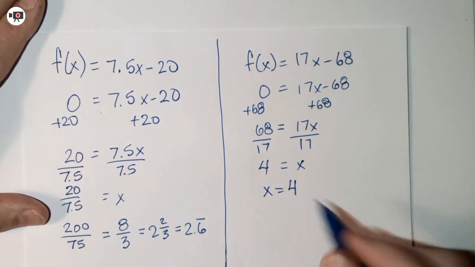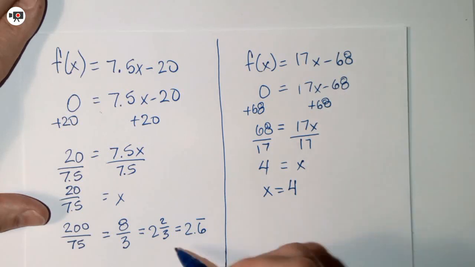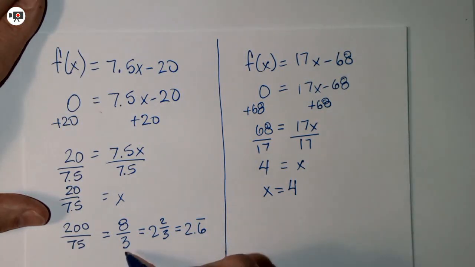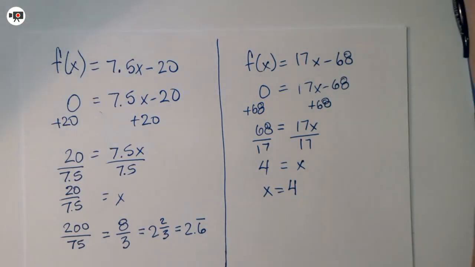Okay, so 4 is the 0 of this function. Over here, 8/3 is the 0 of that function. Not a hard thing to do, but let's just remember that that's what we're doing.